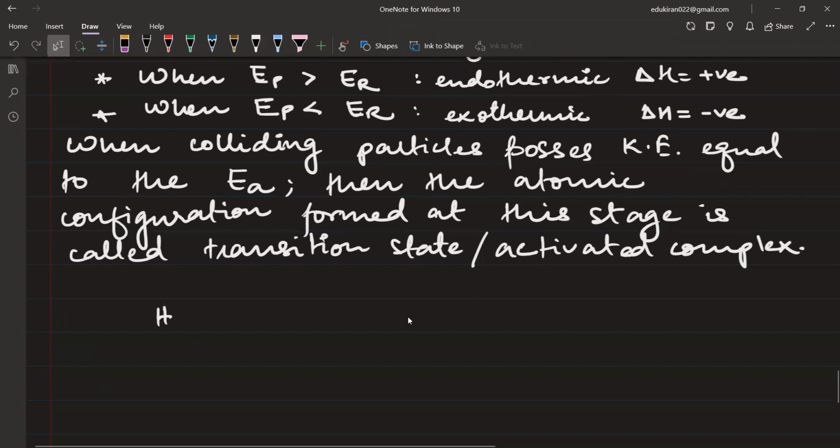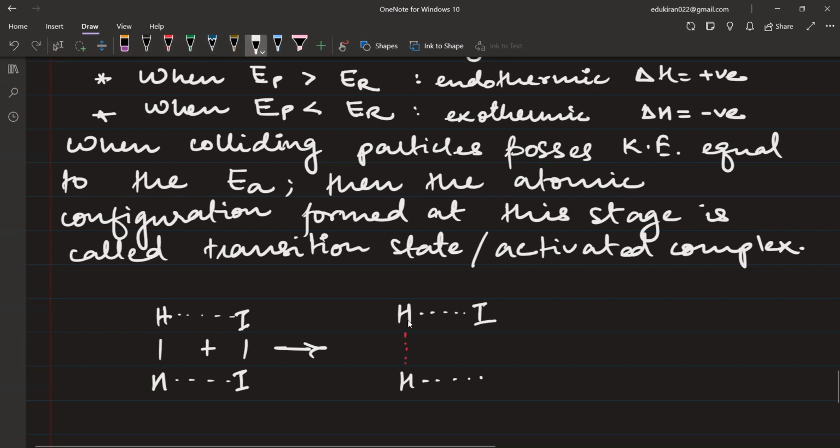For example, if you have a hydrogen molecule, H2, and you are reacting it with I2. Okay, you have H2 plus I2. Then the transition state will look something like this. This H is going to form a bond with this, and this H is going to form a bond with this. And these H-H and I-I bonds are going to break. So you'll get a transition state in which these bonds are forming and these bonds are breaking. This is your activated complex.